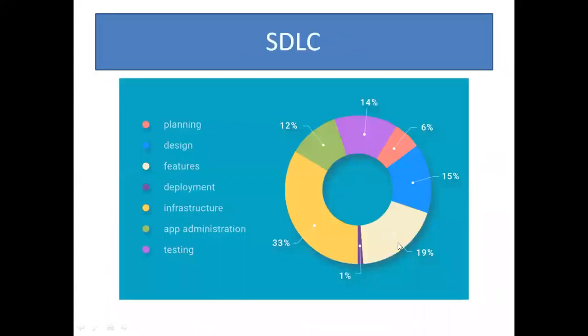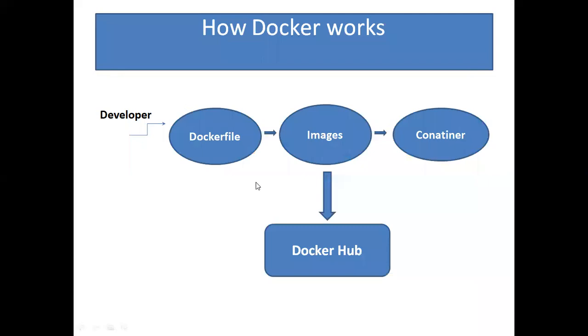Next, in the software development lifecycle, there are various stages like planning, design, and deployment. If you ask in which stage Docker fits, it fits in deployment. Docker is used at the deployment stage. So how does it work? A developer writes Docker file code in order to make the Docker image, and from the Docker image, you run the Docker container.